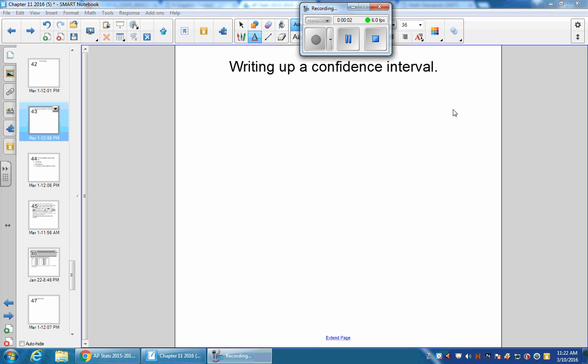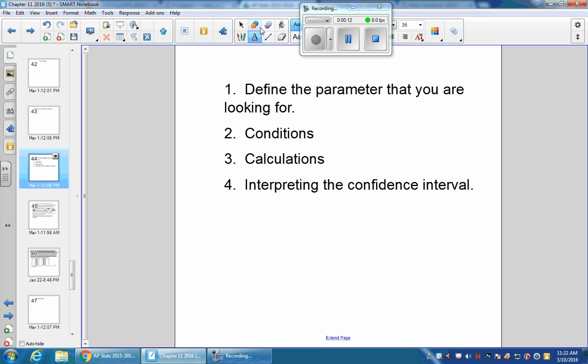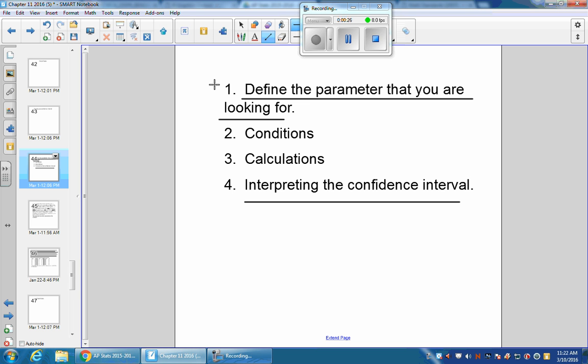All right, now we are going to be writing up a confidence interval, and it's going to be similar to what we did with hypothesis tests. So the four-step process is fairly similar. Now, for our first step, we just have to define what parameter we're looking for, and then we do the conditions, carry out the calculations, and interpret that confidence interval in the context of the problem.